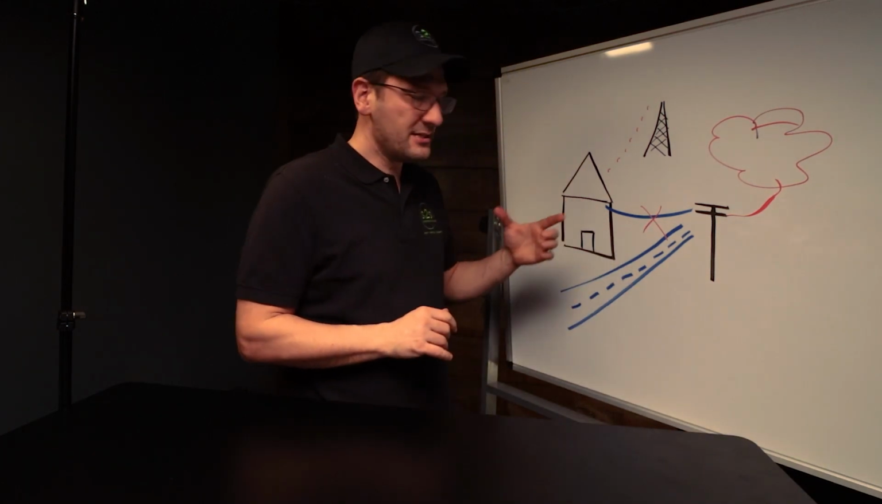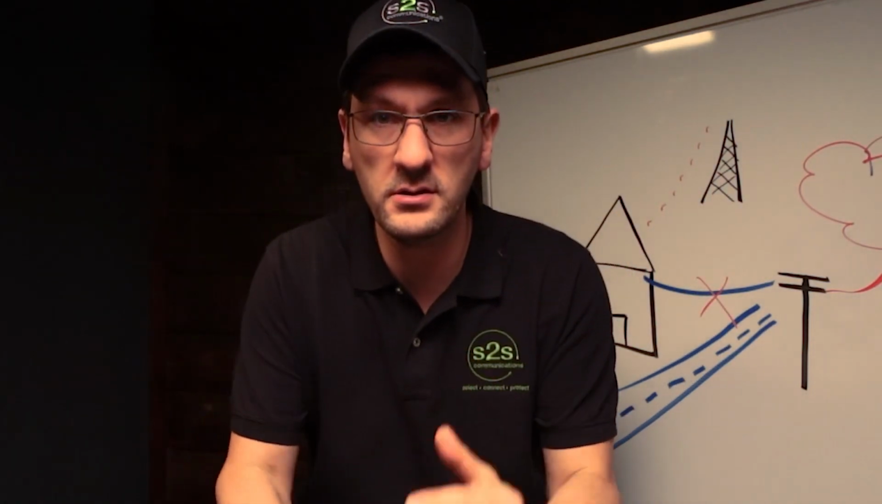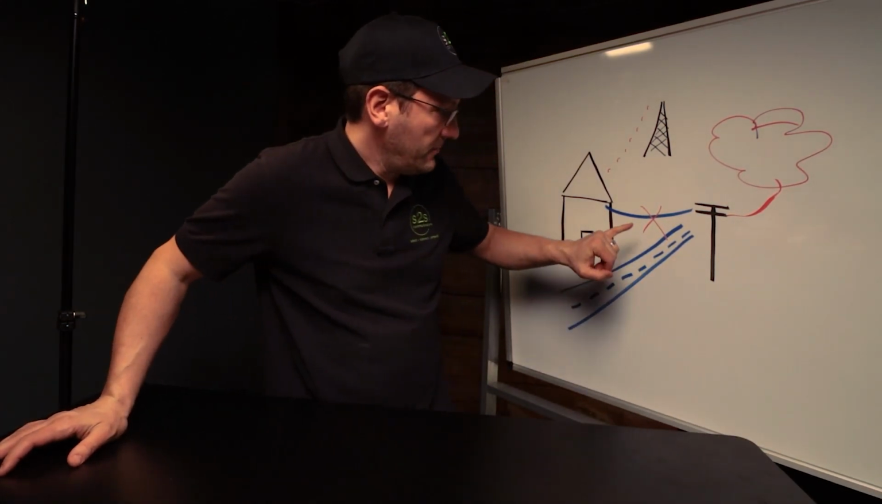It's like a second path, right? It's kind of like a traffic cop. Let's think of it that way. It sits there, it waits. It's an insurance policy for your data connection. That's it. That's what it is. S2S Communications, very simple, cellular failover will protect you if your landline internet ever stops working.